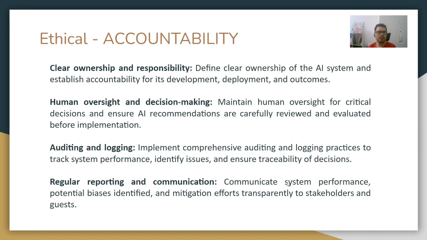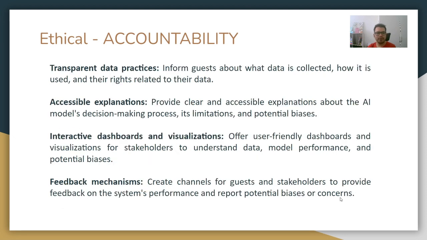Definitely, you can find bias like bias in the algorithm design and training. About accountability, you need to know who holds ownership and define who is responsible. Define clear ownership of the AI system and establish accountability for its development, deployment, and outcomes. Maintain human oversight for critical decisions and ensure AI recommendations are carefully reviewed and evaluated before implementation. You also need auditing and logging to know who is using the model. Regular reporting and communication is key in accountability: transparent data practice, accessible explanation, interactive dashboards and visualization, and feedback mechanisms such as feedback loops.